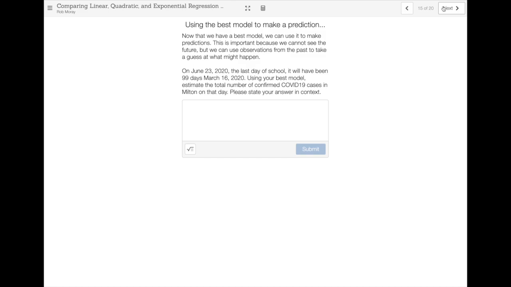You don't have to do this in your head. You can use a calculator, you can use Desmos or any kind of calculator. I want to know, according to your model, approximately how many total cases will there be? Please state your answer in context. So on June 23rd, 2020, my model predicts that there will be some number of COVID-19 cases. I know this because, okay, that's the kind of thing I'm asking for there. And it just has to be supported by math, and it has to make sense based on your best model.